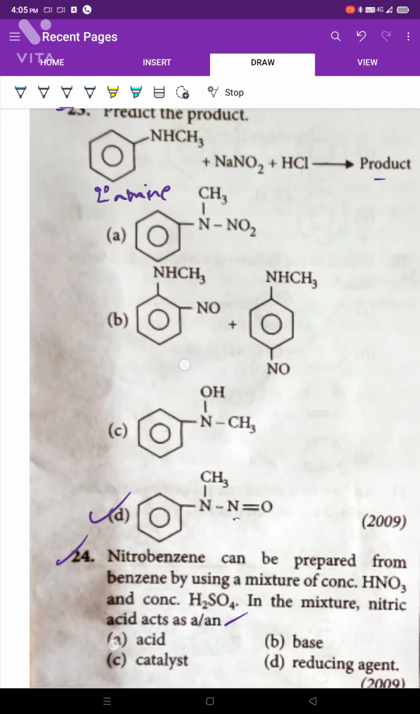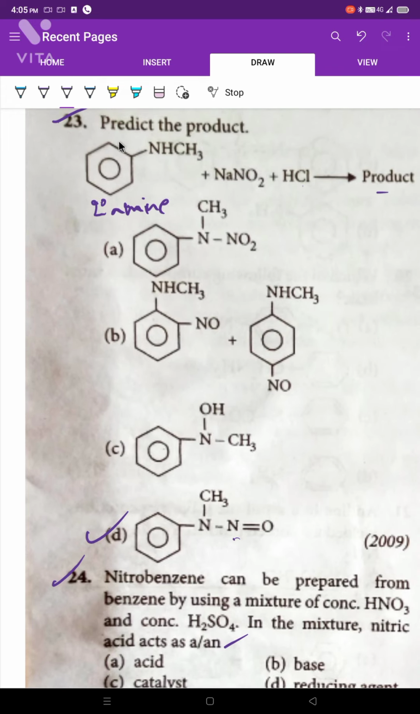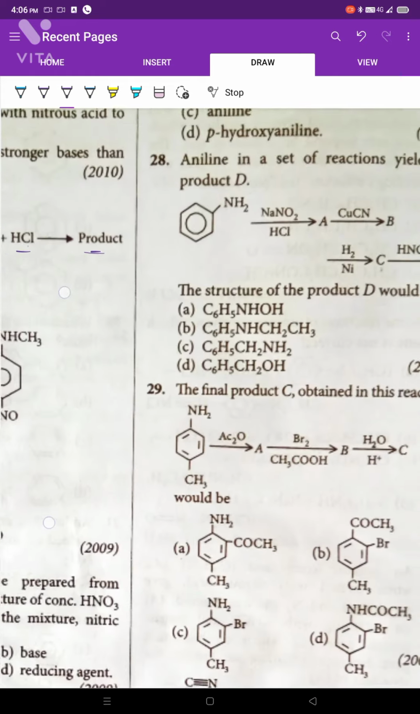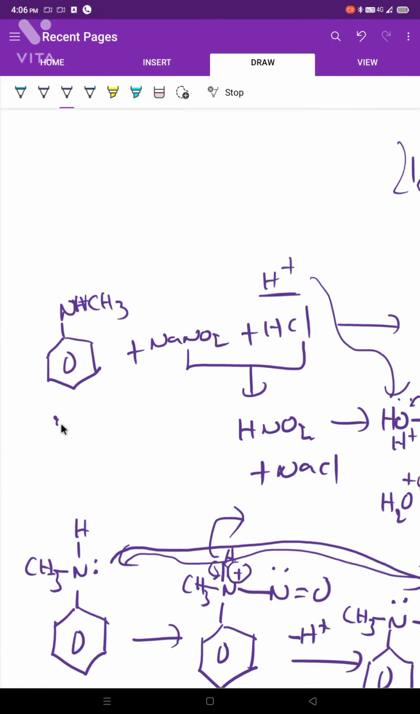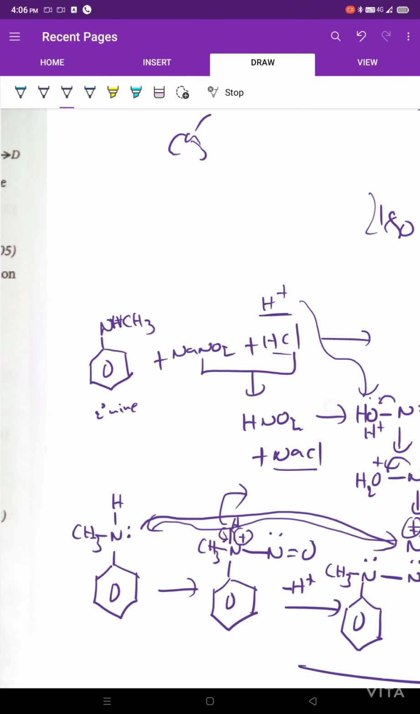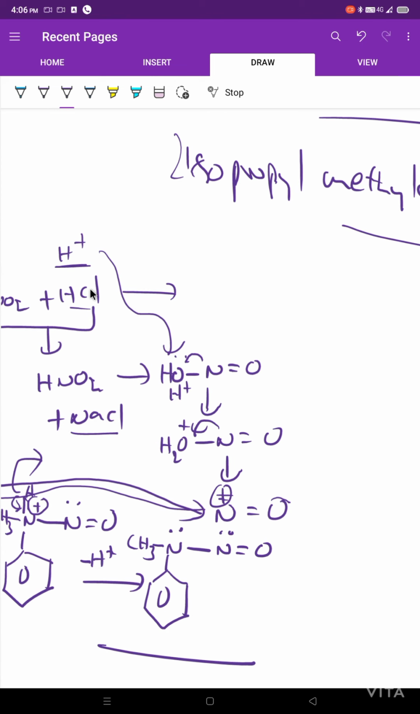Okay, let us start the question. Predict the product: a secondary amine on reaction with NaNO2 and HCl. What is the product? How to solve this type of question? Let us see the answer and explain. The secondary amine on reaction with NaNO2 and HCl gives HNO2 and NaCl initially. Then you can write HNO2 like this.